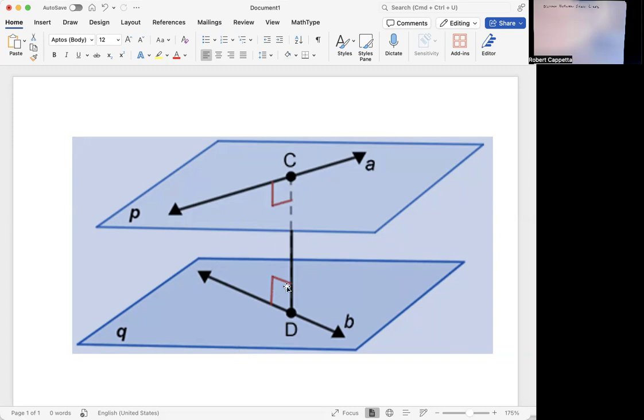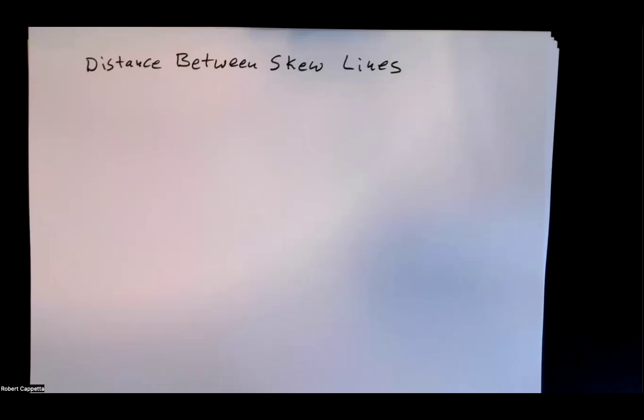So you'll notice there is some sort of a line segment that connects these two that is perpendicular to both. So think about that for a second. What can we find that will be perpendicular to both lines? What tool do we have that enables us to find something perpendicular to two other concepts? Let's keep that in mind as we are doing this.